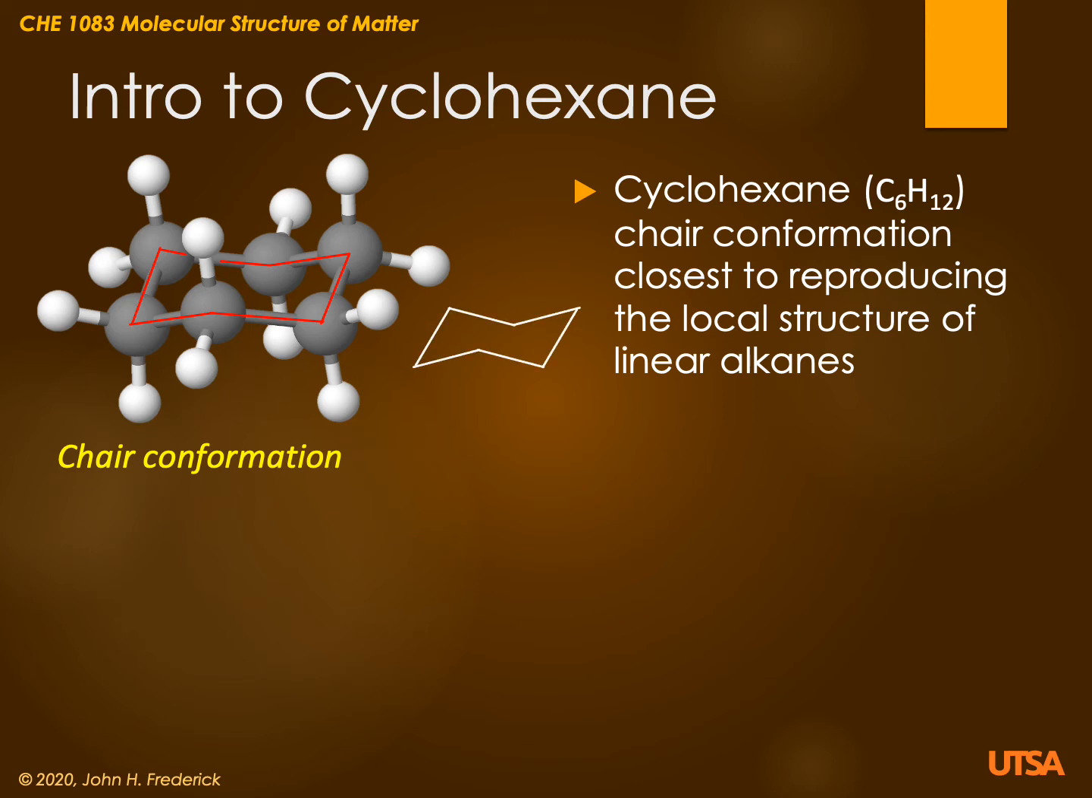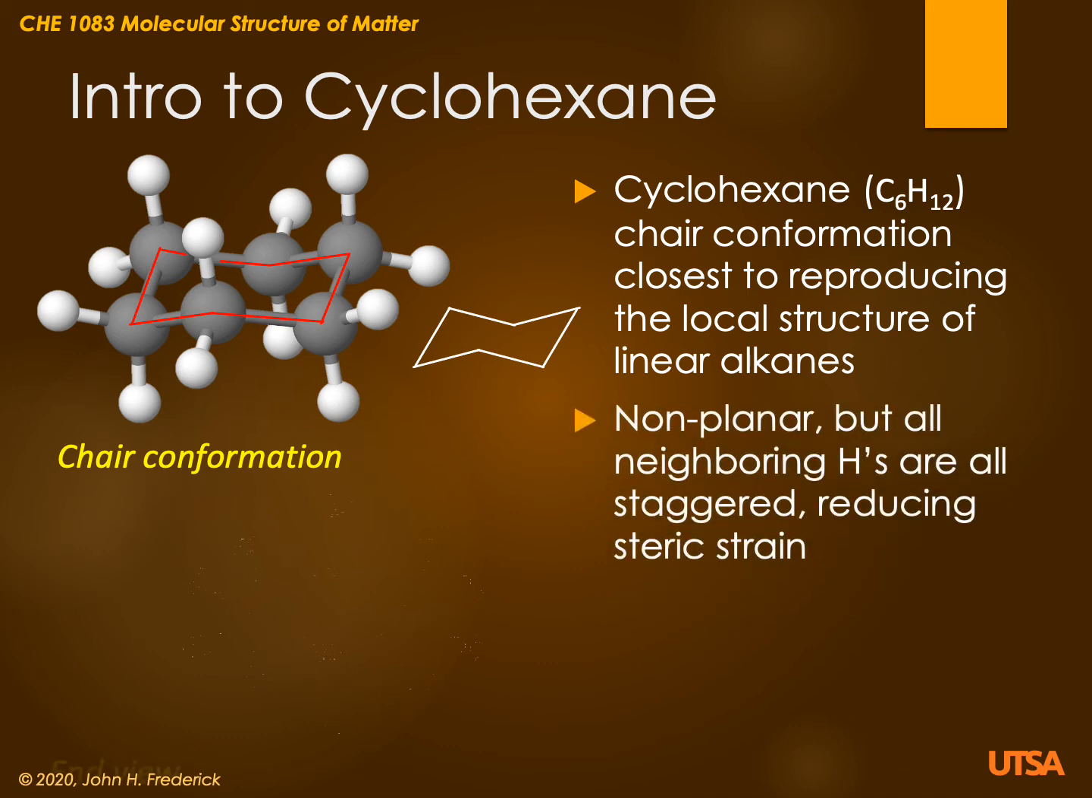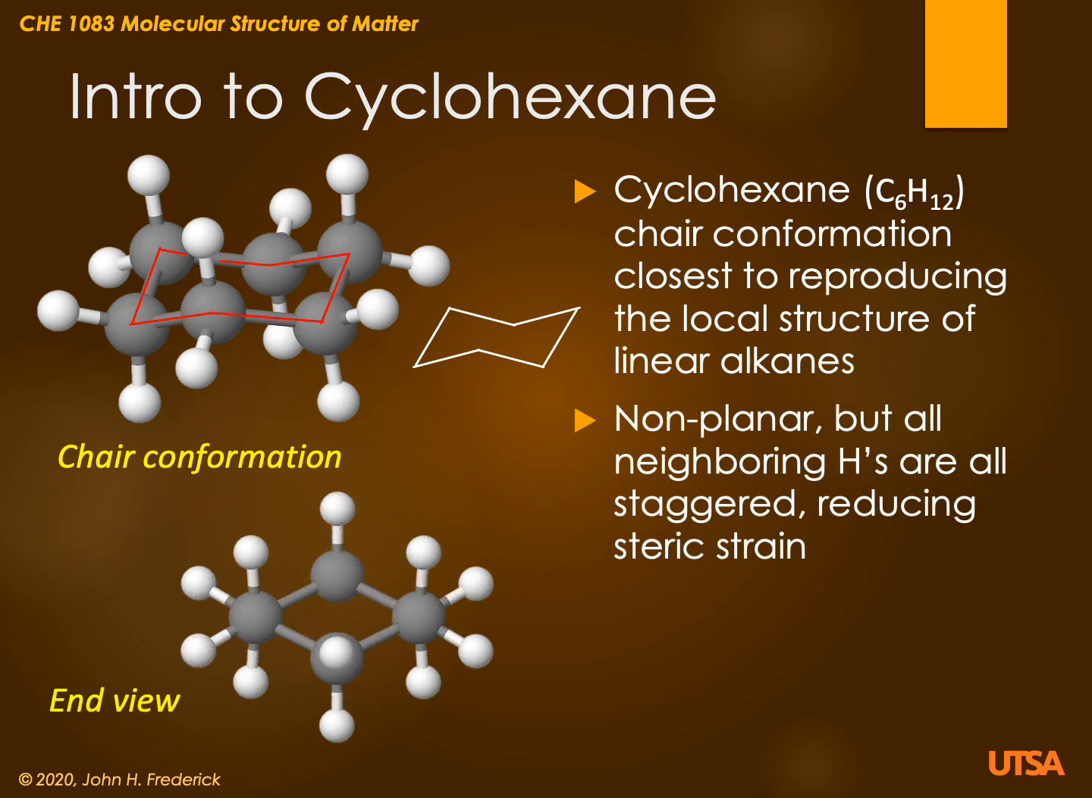Now I've drawn a red line to help you see where the carbon atoms lie relative to one another, and when you look at that edge on, it sort of has the shape of a lounge chair if you have a good imagination. So this chair conformation describes the geometry of cyclohexane, and when we look down the molecule, we find that in fact we're looking down two of the carbon-carbon bonds. We can see that all of the carbon-hydrogen bonds are perfectly staggered in that end view.